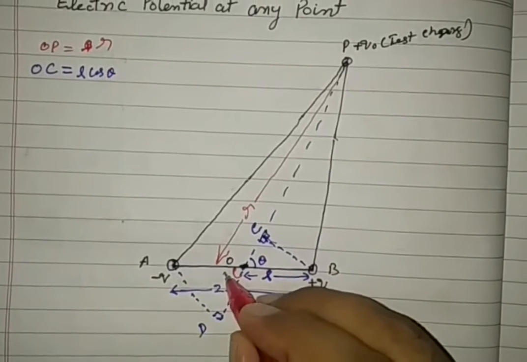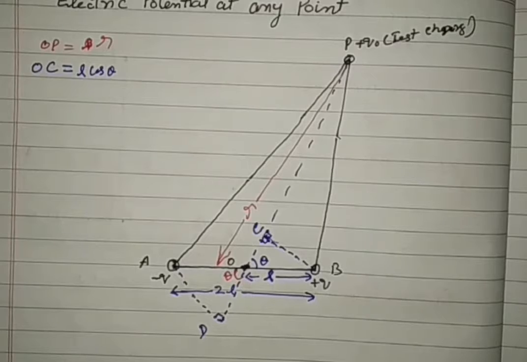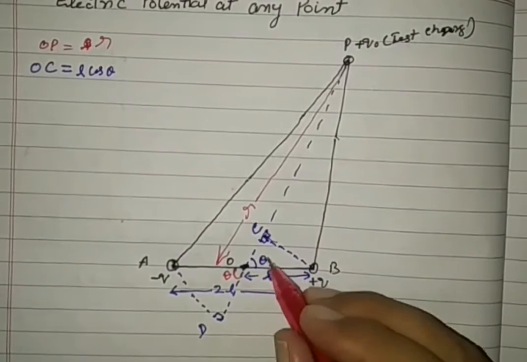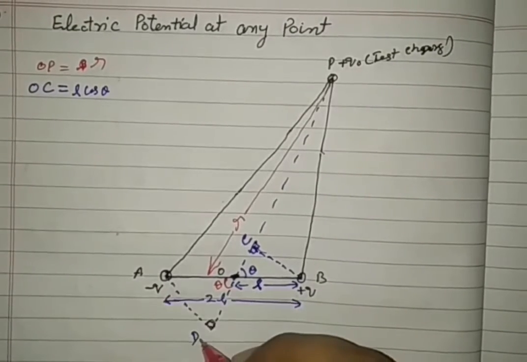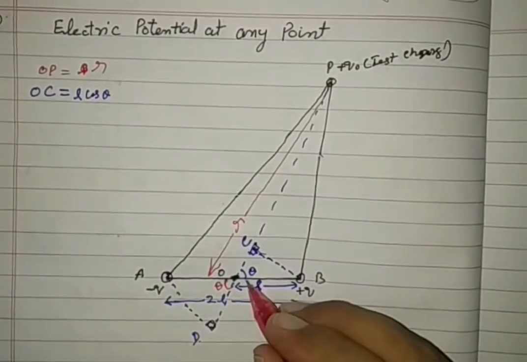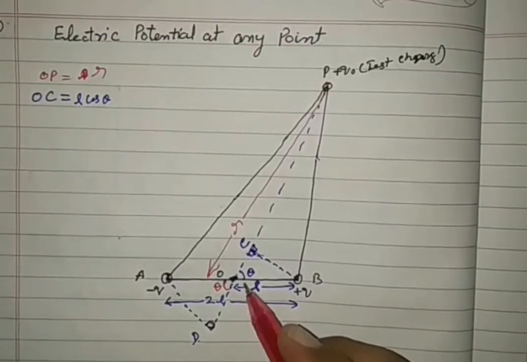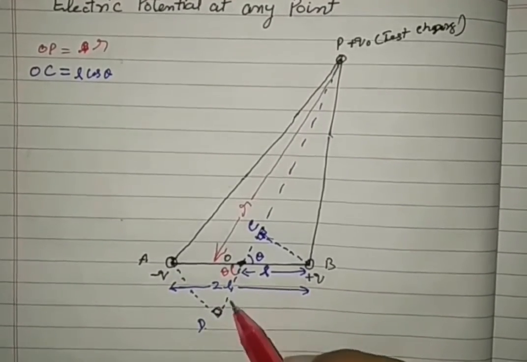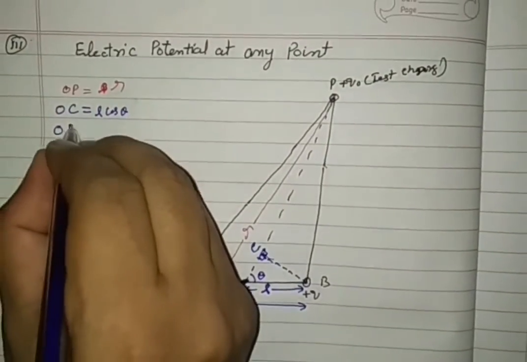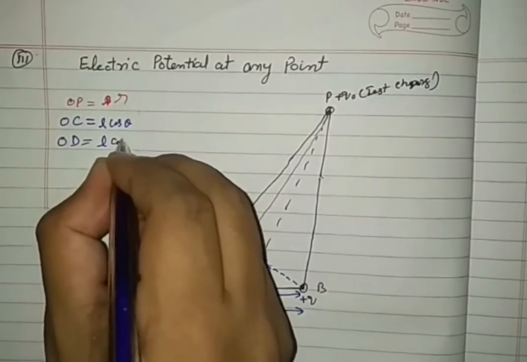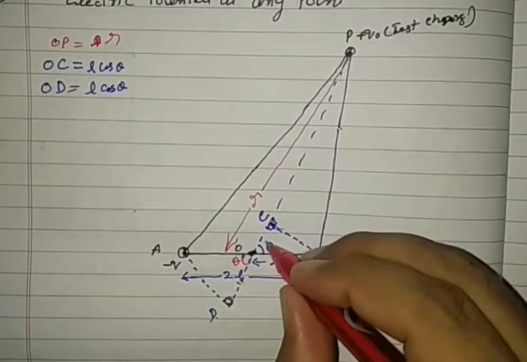If this angle is theta, this angle is also theta, right? This is the vertically opposite angle. This is 90 degrees. So triangle ADO is a right angle triangle. In that condition, this OD is again L cos theta. This indicates that these two lines are equal.